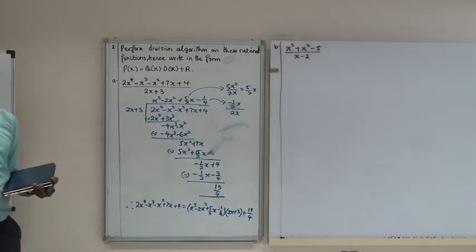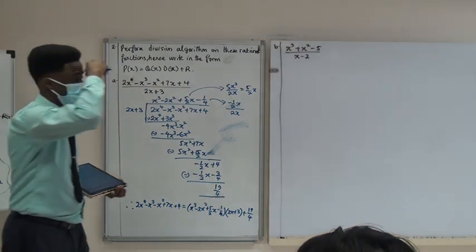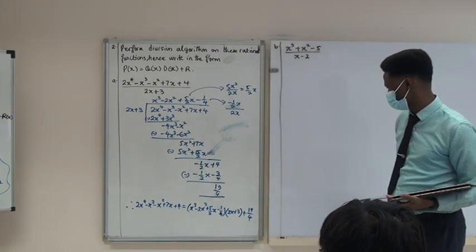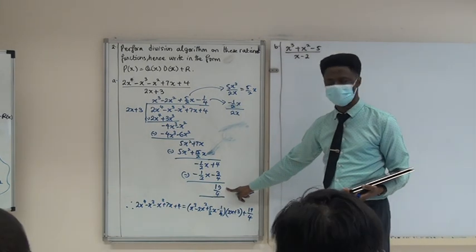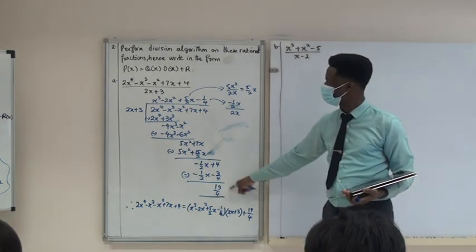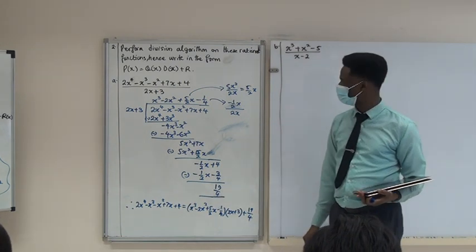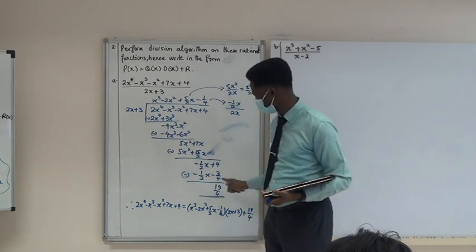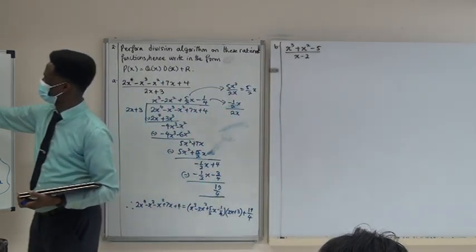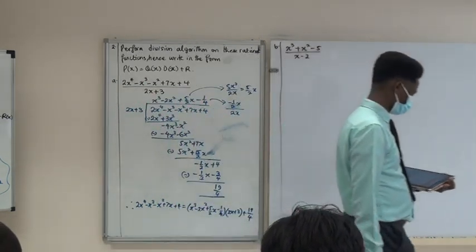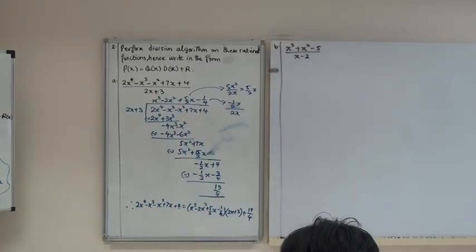Okay? I'd like you to try this on your own. You can leave space for this. It says in this form, this is your remainder. So it means you multiply this by this and add this. That's what we said here. You multiply this by this and add this to get the original number. So please try number 2B.